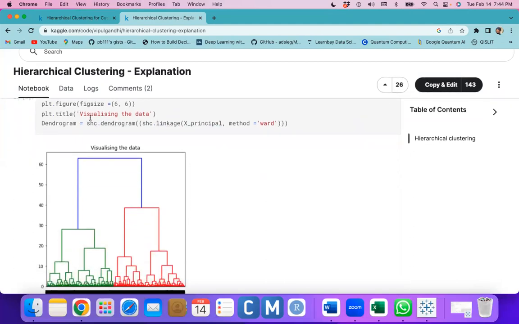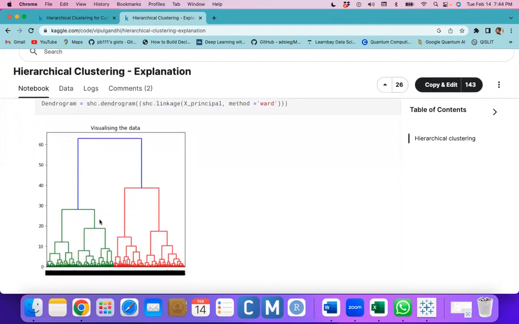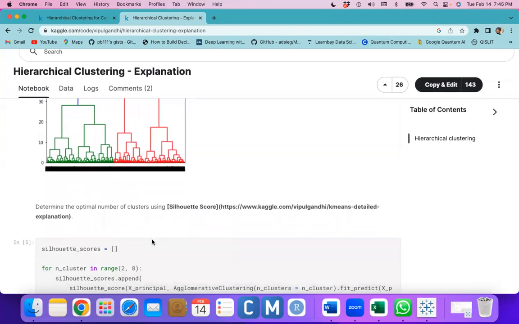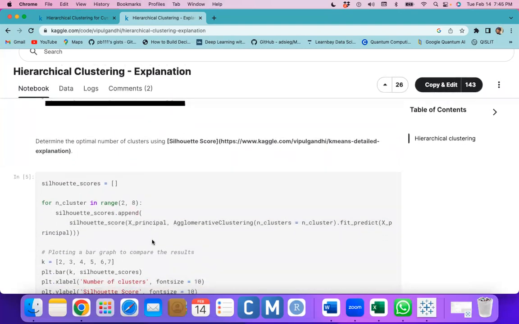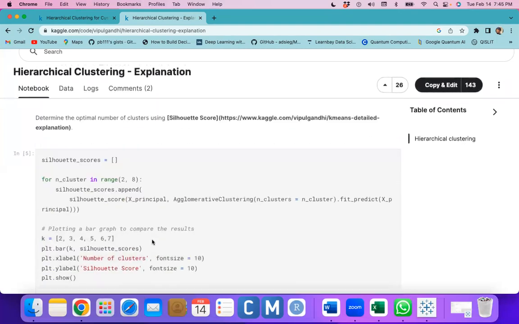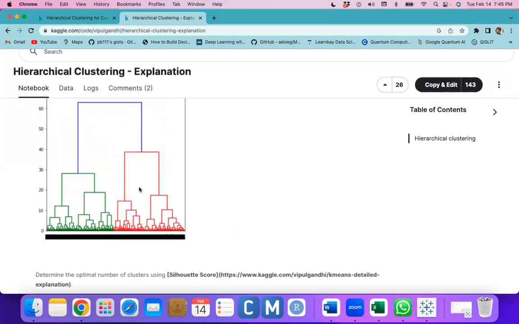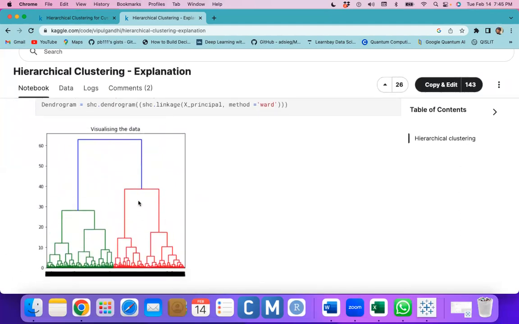When you display this, it creates some groups here: level 1, level 2, level 3, level 4, and level 5. There are 5 to 6 levels we have. This is the way you can identify how many clusters we have.